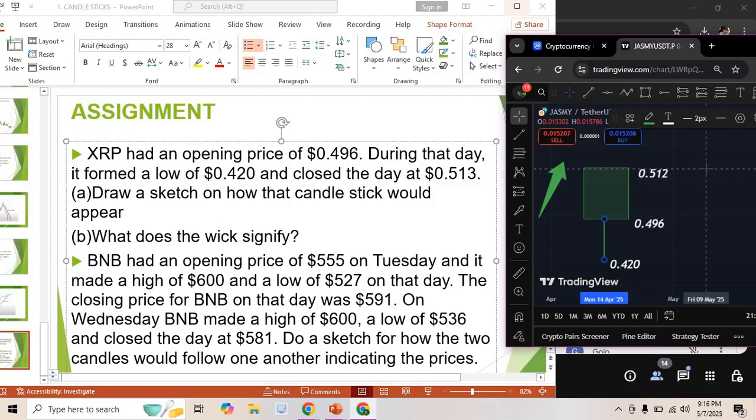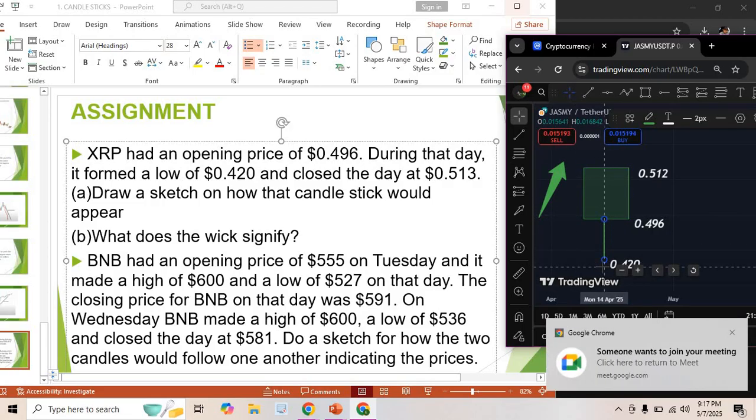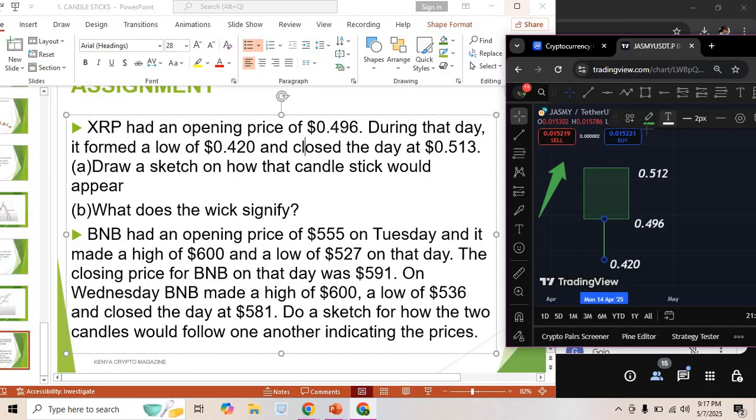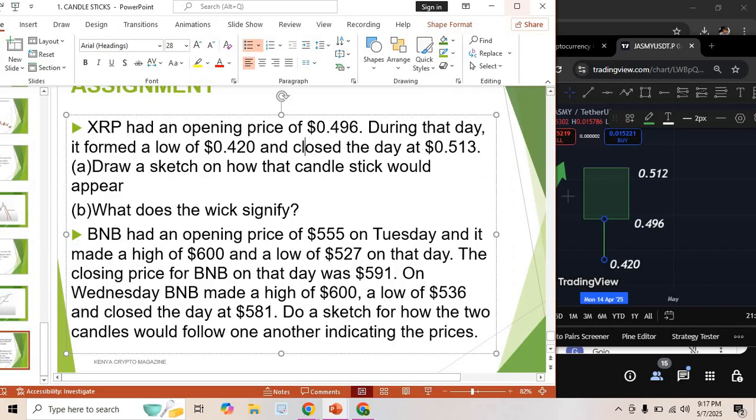And what Joseph has answered is what the wick signifies. He's done a very good job by saying that the sellers tried to push the price down, but they were overcome by the buying pressure, and the buyers pushed the price all the way up to 0.512. Let's have a volunteer to help us do question number 2.